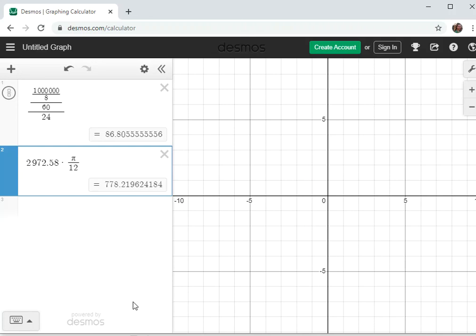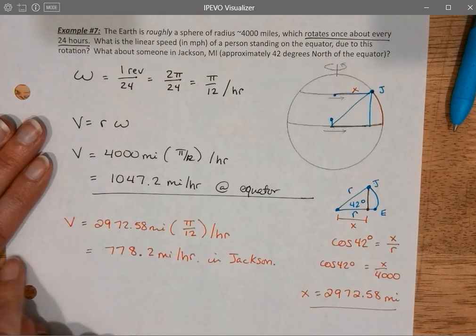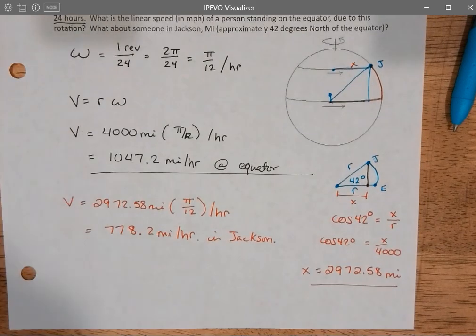So in terms of linear speed, we can see that a person who lives at the equator is moving at a much faster linear speed rotationally. They have further to rotate, so they have to move faster to keep up than a person in Jackson, where they live much further north of the equator. Again, I was just pointing at stuff. So there we have it.